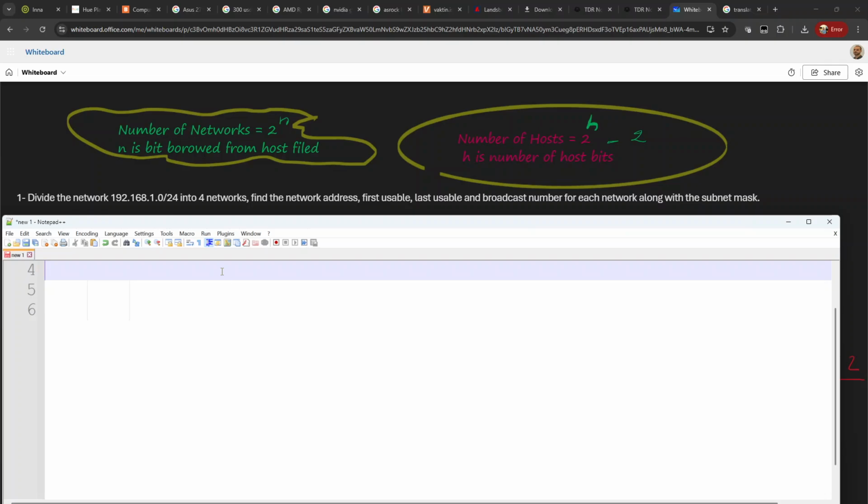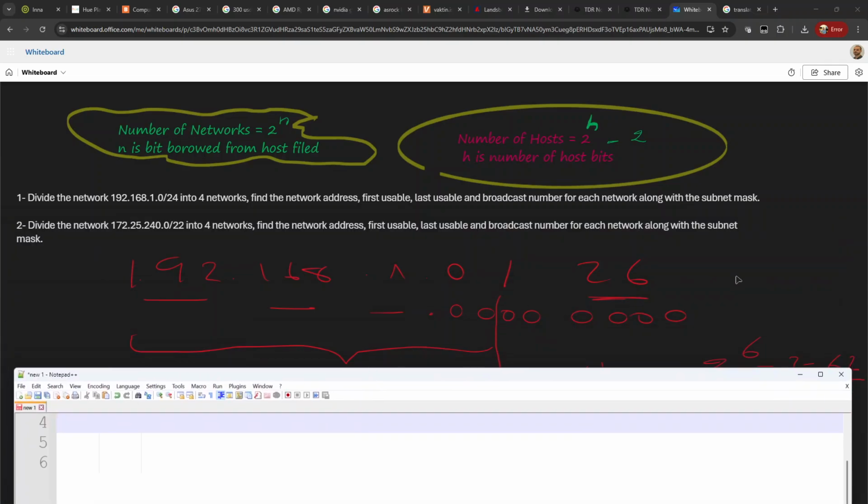So the first example says: divide the network 192.168.1.0/24 into 4 networks. So we're looking for networks. How are we going to do this? We can figure that out using this formula right here. We know the number of networks, so we are looking for the number n. How many bits do we need to borrow in order to get at least 4 networks? Here is how we can do that.